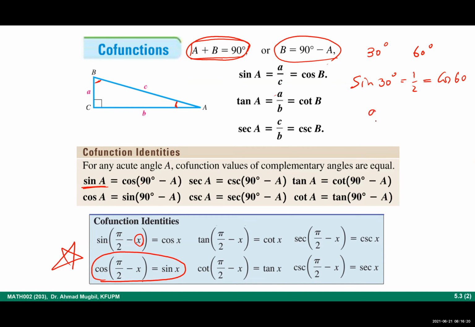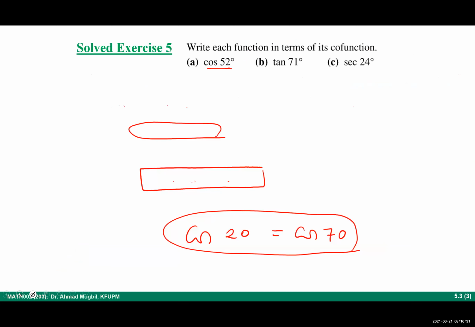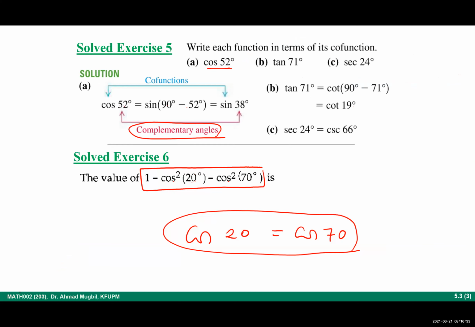Also, Shabab, 0 and 90. Do you remember 0 and 90? What is sine 0? Sine 0 is 0, which is the same as cosine 90, and so on. So what you should say here is that cosine 20 degrees is equal to sine 70.